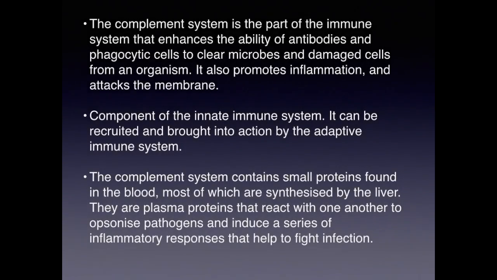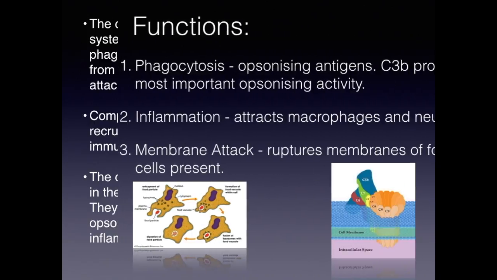The complement system is part of the immune system that enhances the ability of antibodies and phagocytic cells to clear microbes and damaged cells from the organism. It promotes inflammation and attacks the membrane. The proteins circulate in an active form, but in response to the recognition of molecular components of microorganisms, they work in a cascade where the binding of one protein promotes the binding of the next protein.